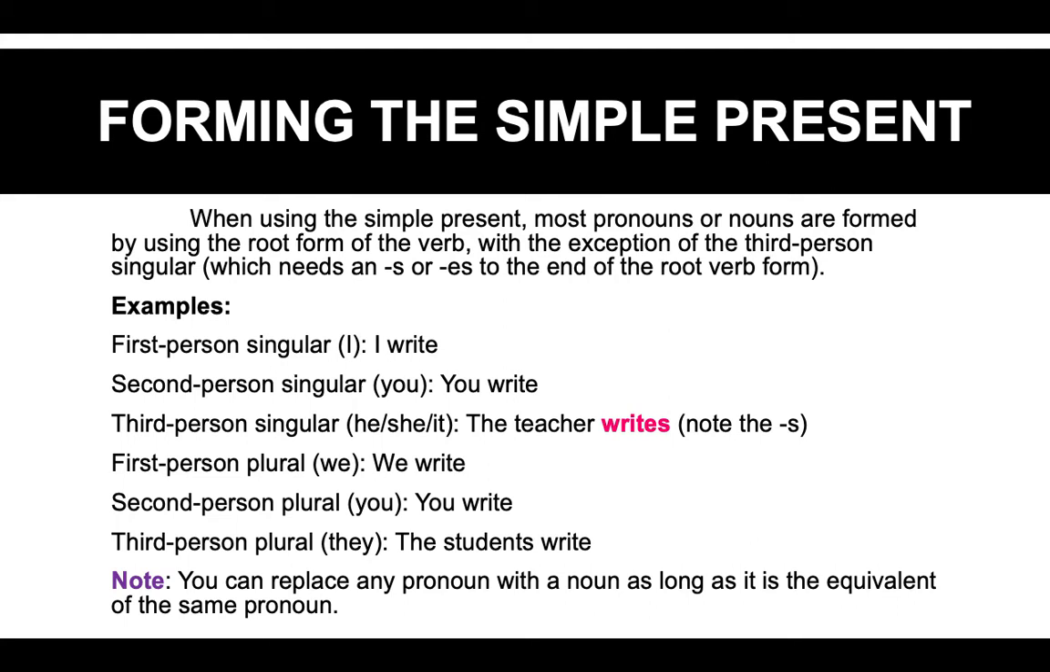For the first person singular, like I, we say I write. Second person singular, you, we say you write. Third person singular, that is he, she, or it, we could say the teacher writes, or he writes, or she writes. Notice the S at the end. For first person plural, we just say we write. For second person plural, you, we just say you write. And third person plural, they, we say they write, or the students write.